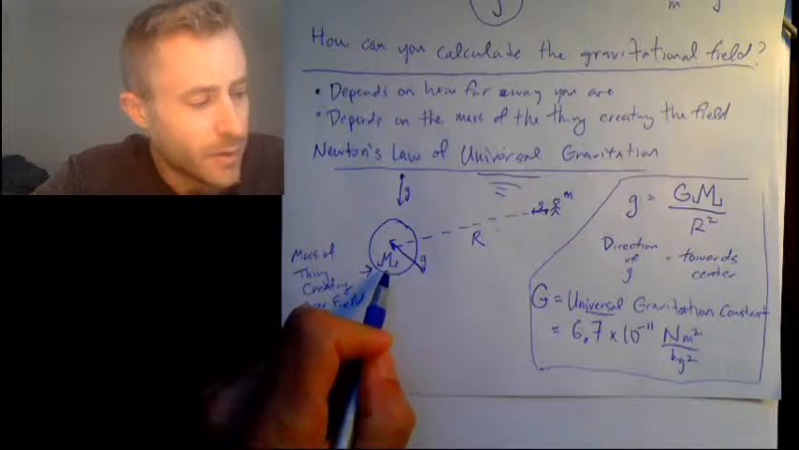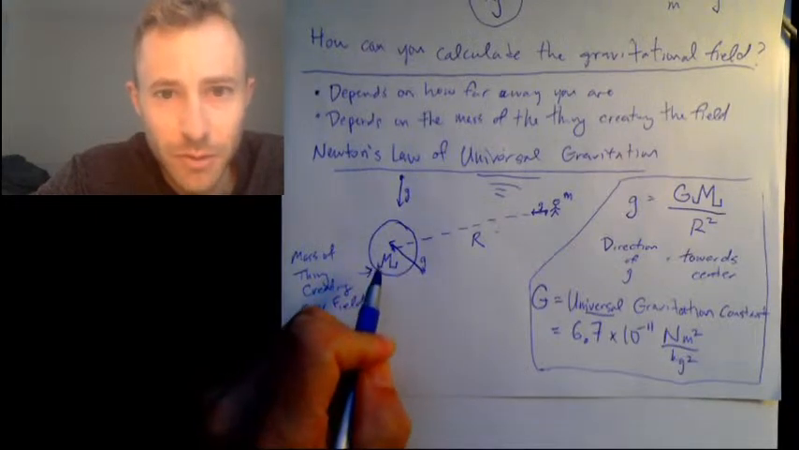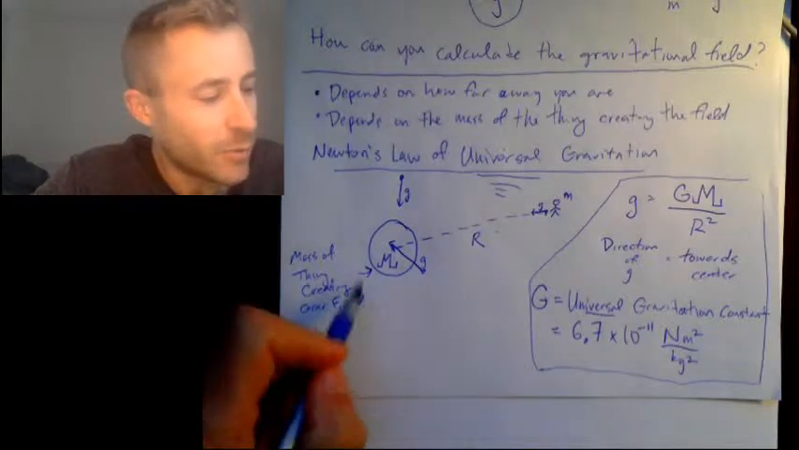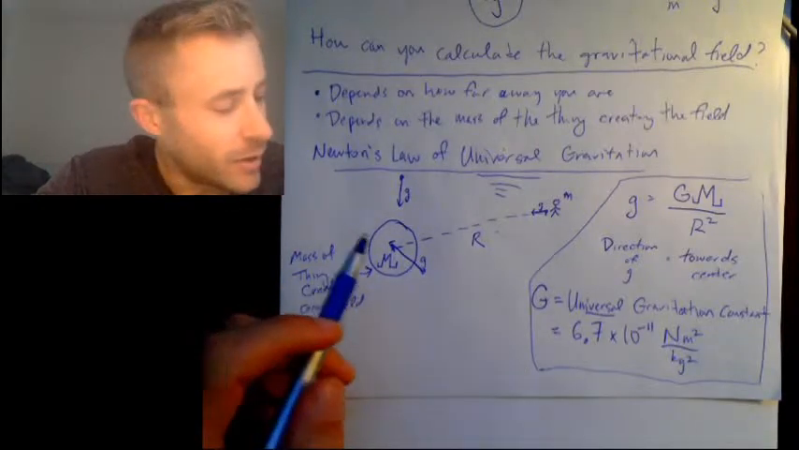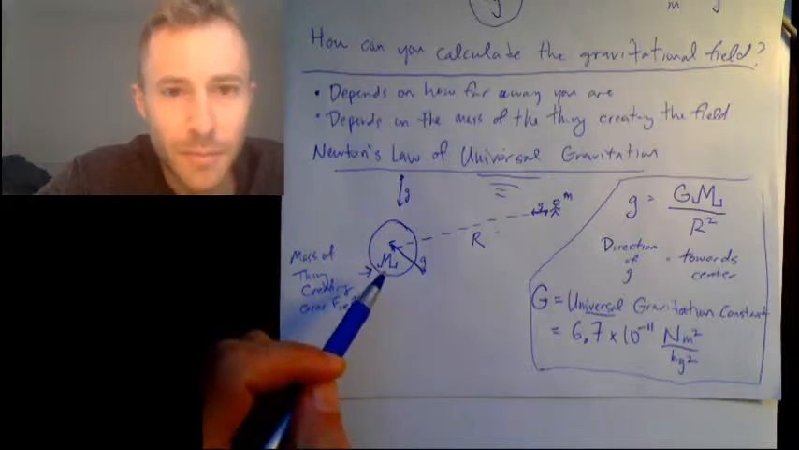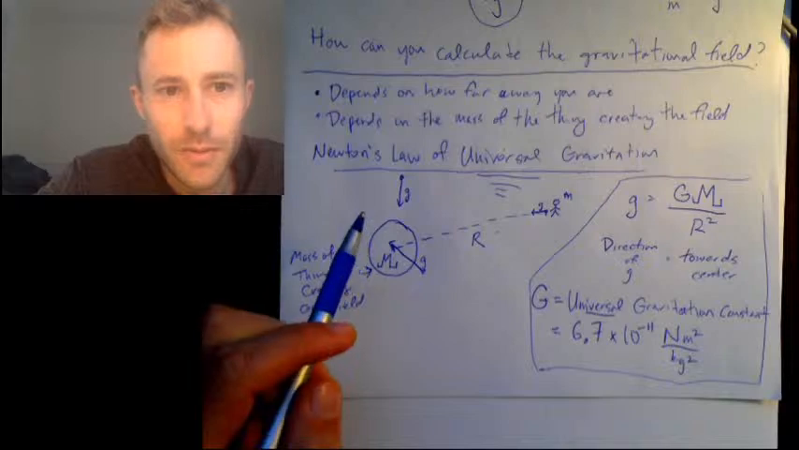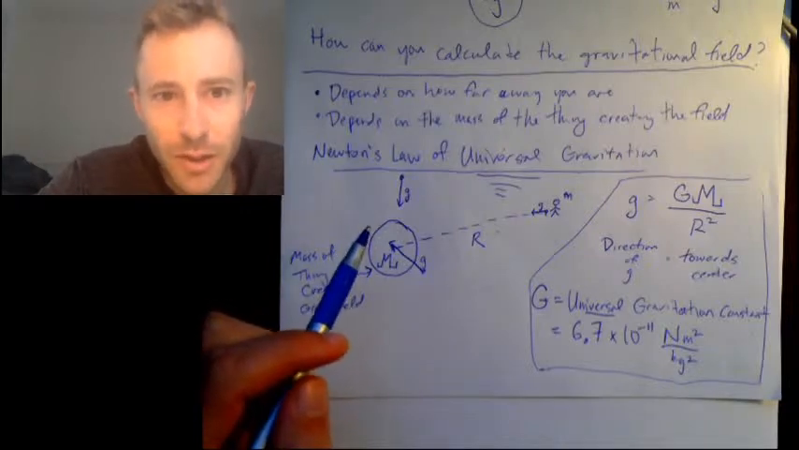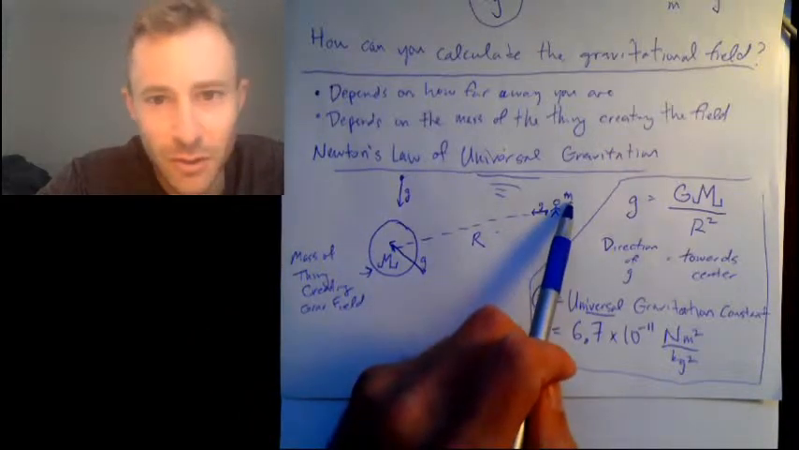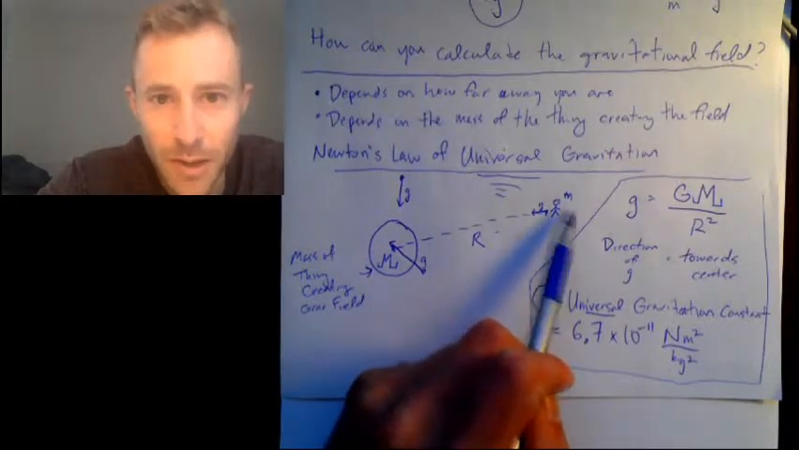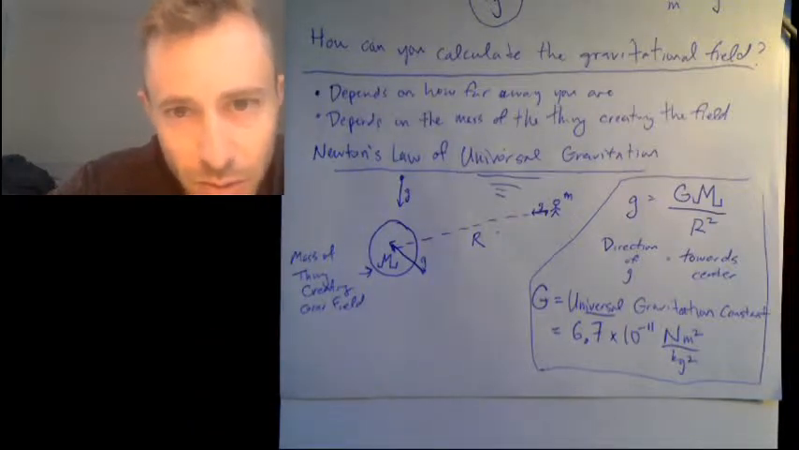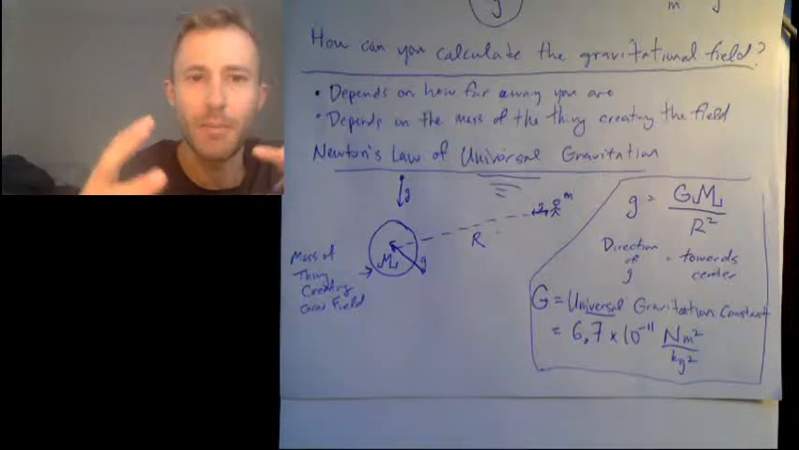Furthermore, big M doesn't even necessarily have to be larger in size than little m. Okay? We could calculate the gravitational field of a baseball that is experienced by an asteroid. In which case, the thing experiencing the gravitational field would be little m, that's the asteroid, and big M would be the mass of the baseball, the thing creating the gravitational field. So it's a matter of perspective.